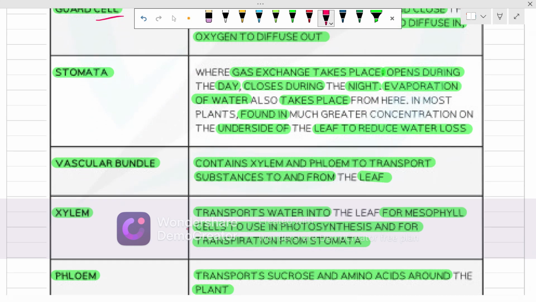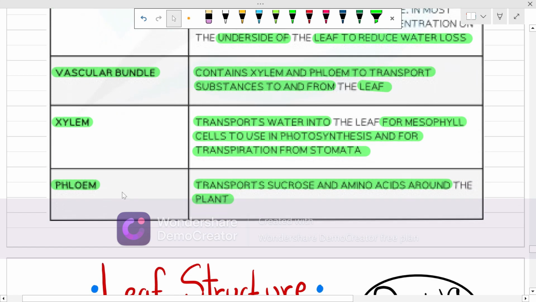The vascular bundle contains xylem and phloem to transport substances to and from the leaf. Xylem's function is to transport mineral ions and water by transpiration. Phloem is for translocation of sucrose and amino acids from photosynthesizing to non-photosynthesizing regions in the plant.